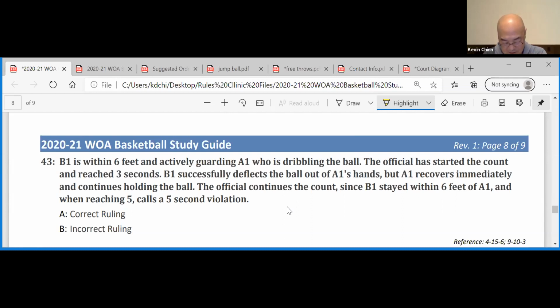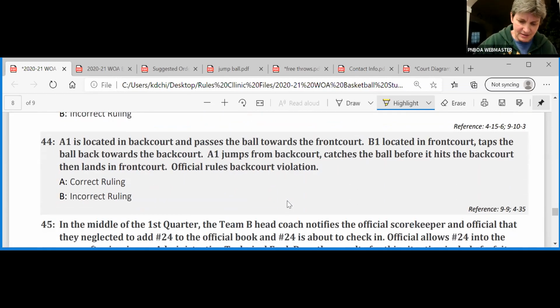So in this case, A1 is being guarded while dribbling the ball, so there's a 5-second count going. He loses the ball, it gets deflected, he recovers it, and he holds the ball. So what does he get? Another 5 seconds. So it's incorrect. I guessed it right, even without knowing. Good instincts, Paul. Just chalk it up to good instincts. Byron, 44.